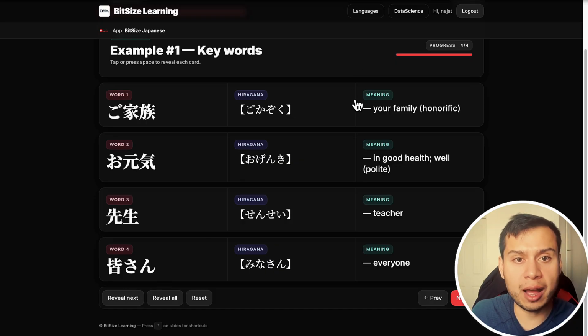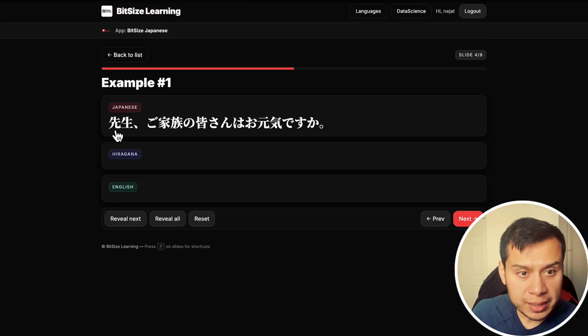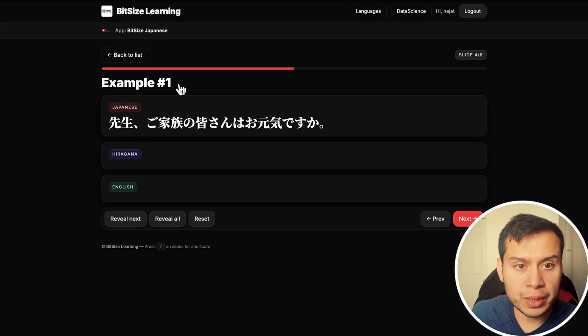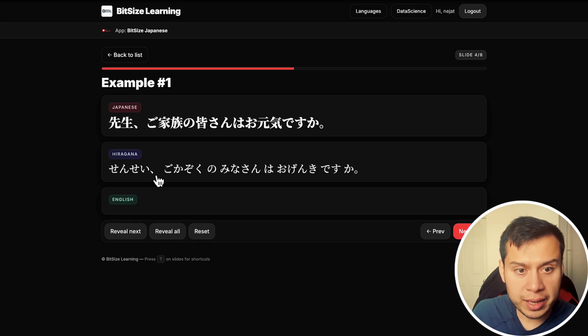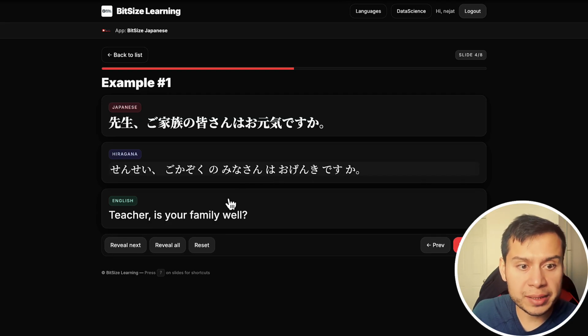Now let's take a look at the actual sentence. Sensei, go kazoku no minasan wa o genki desu ka? So that is our sentence. Now let's do the same thing with hiragana. Sensei, go kazoku no minasan wa o genki desu ka? So it basically means, teacher, is your family well? So sensei is teacher, go kazoku, so your family, no minasan wa everyone, o genki desu ka? Well. So one more time. Sensei, go kazoku no minasan wa o genki desu ka?